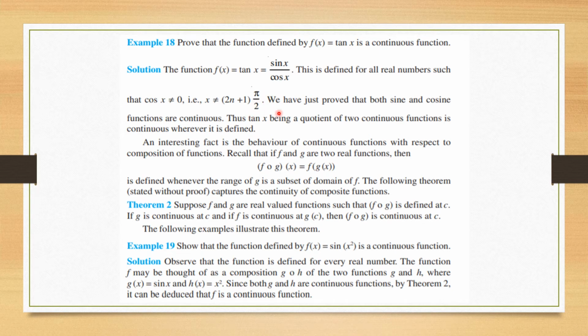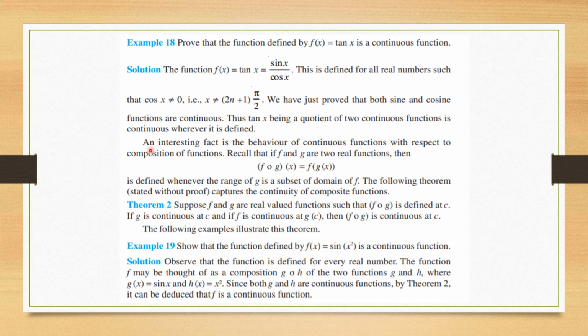We have just proved that both sine and cosine are continuous. Thus tan x, being a quotient of two continuous functions, will also be continuous, but wherever it is defined, and that depends upon cos x, where it is not equal to 0. So we find that tan x will be continuous except when x is an odd multiple of pi by 2. And there is also one concept of composite functions.